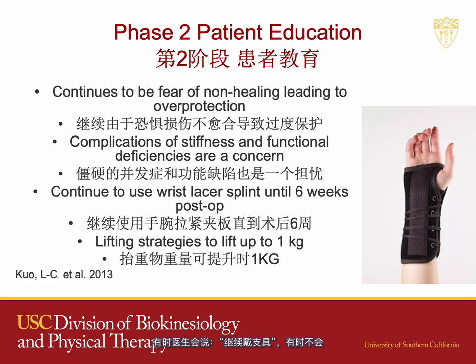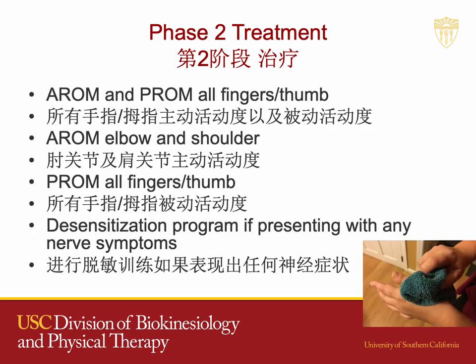Sometimes, again, the doctor will say continue to wear some sort of splint. Sometimes they won't, but it should be a splint that they can remove, a removable splint, so that you can do active range of motion and passive range of motion during this phase. You also can lift up to 1 kilogram, which is kind of a lot by the end of this phase. They can be using that hand for some lifting.